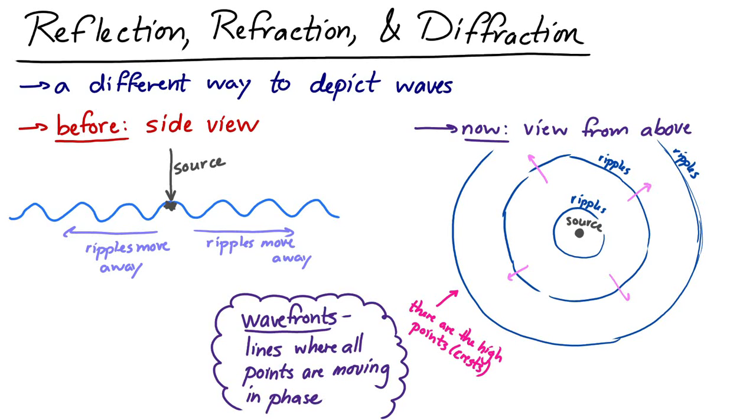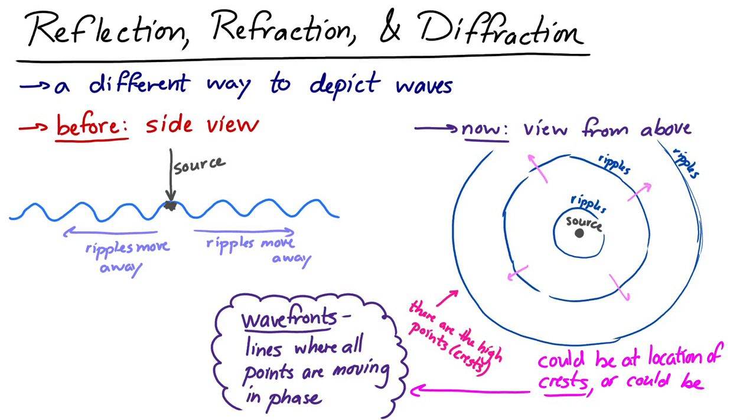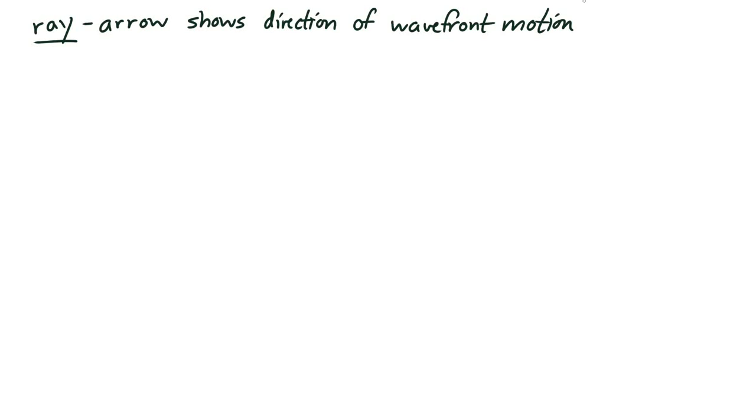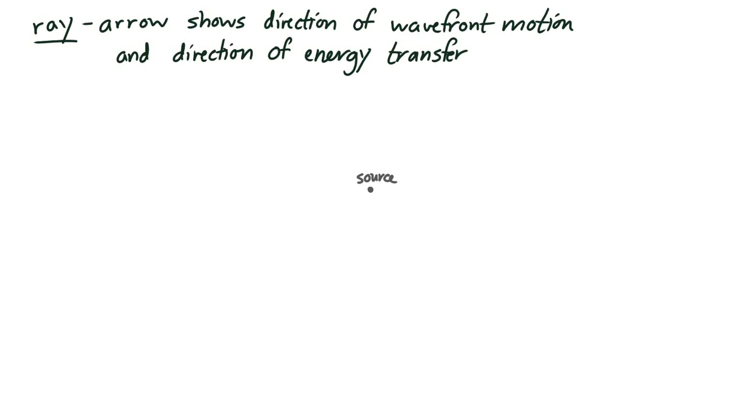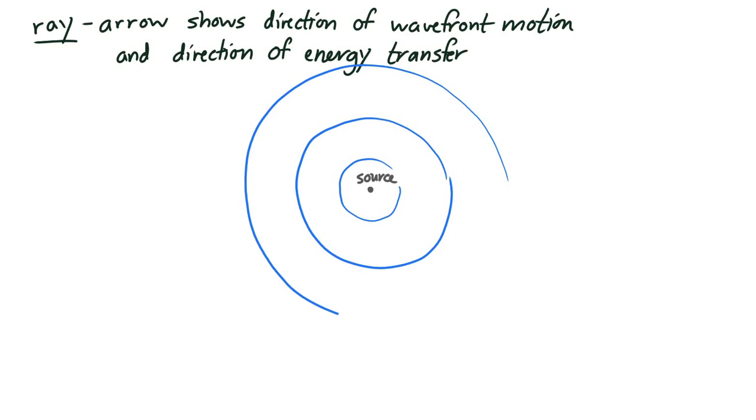I think it's often easiest to consider wave fronts at the location of the crests, but you don't have to. These wave fronts that I've drawn could just as easily be the location of all the troughs, or any other part of the wave that's moving in phase. Another thing that we're going to have is the ray. A ray is an arrow which shows the direction of the wavefront motion and the direction of the energy transfer. So for this situation, here are the rays. The rays show us that the wavefronts are moving outward, away from the source.